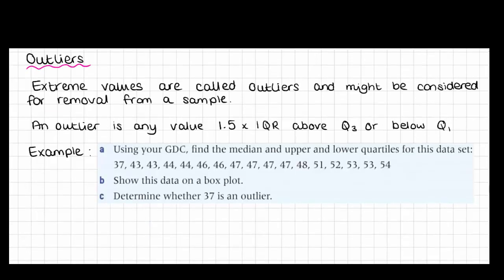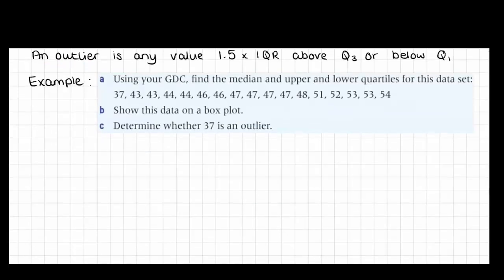Now, in this example, we're going to use your GDC to find the median and upper and lower quartiles for the given data set. We're then going to draw a box plot, and then we're going to find out, is 37 an outlier? So to use your GDC to work out your upper quartiles, we'll do the following.